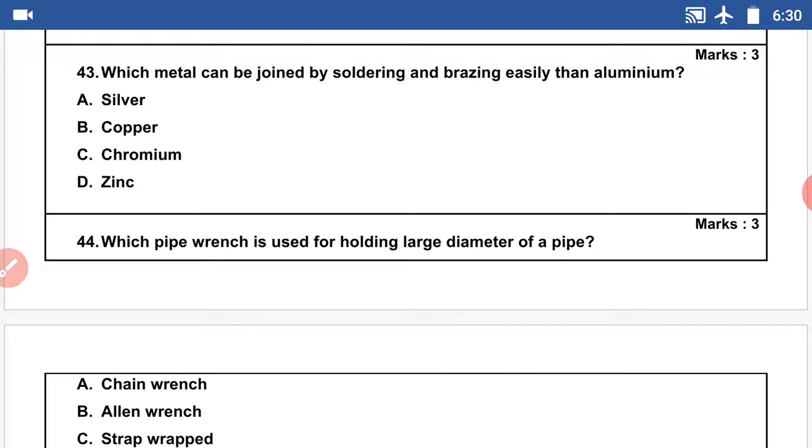Which metal can be joined by soldering and pressing easily than aluminum? This question answer copper. Option B correct answer. Question number 44.